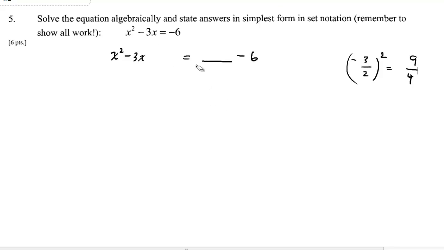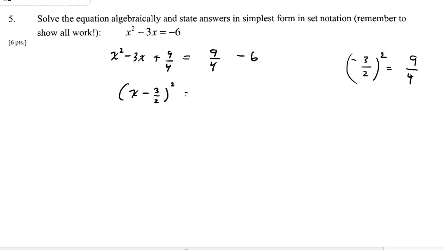So let me erase these little blanks because I know what goes there now. It's positive 9/4 and 9/4 over here. When I do that, now this is a perfect square trinomial, and it'll factor into this. You'll notice that this right here is half of that. And you write, that's it. You put parentheses around it and a square, and there you go.